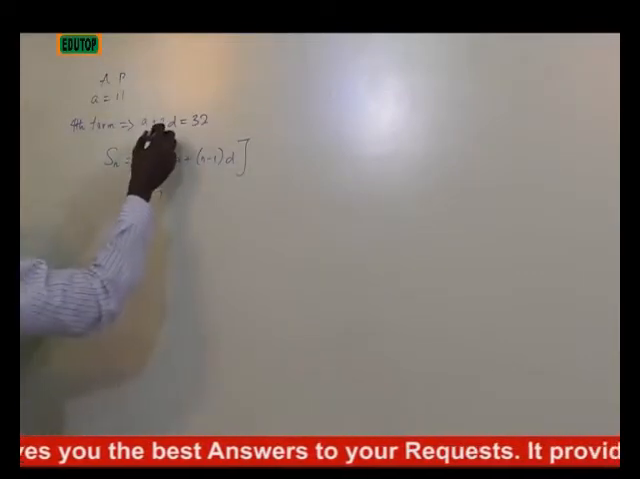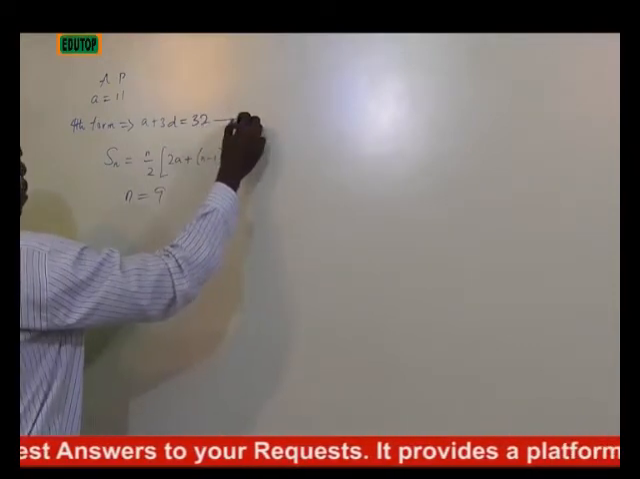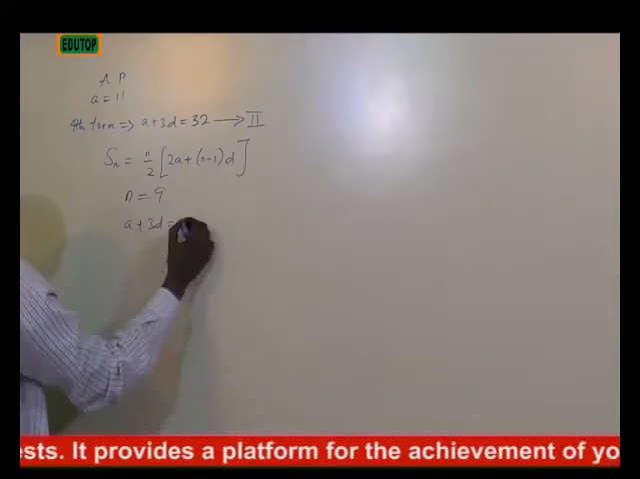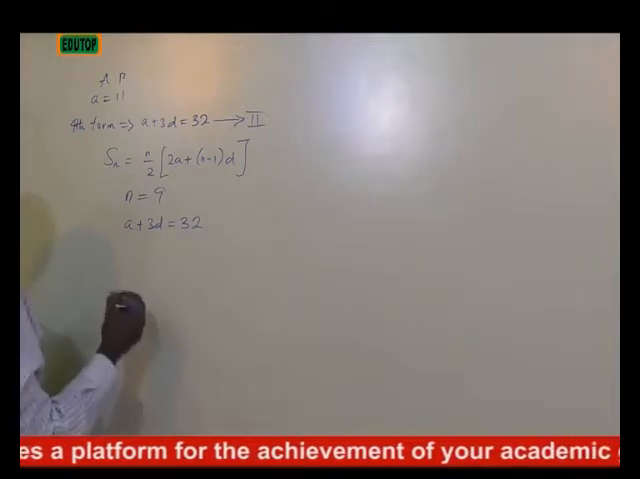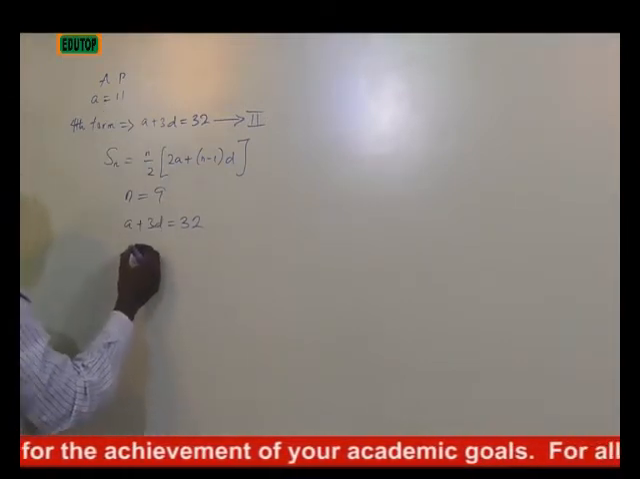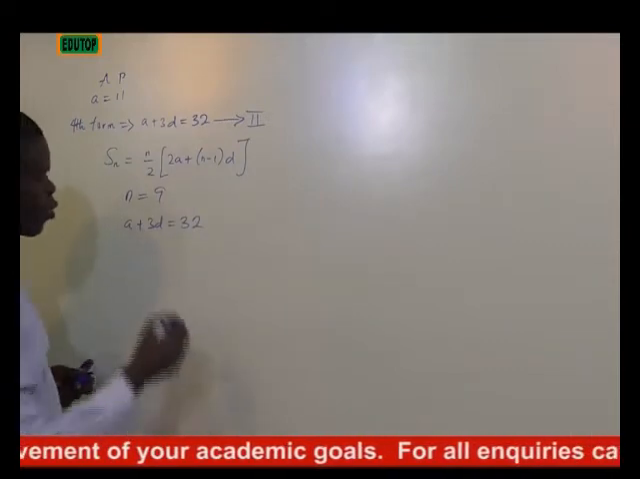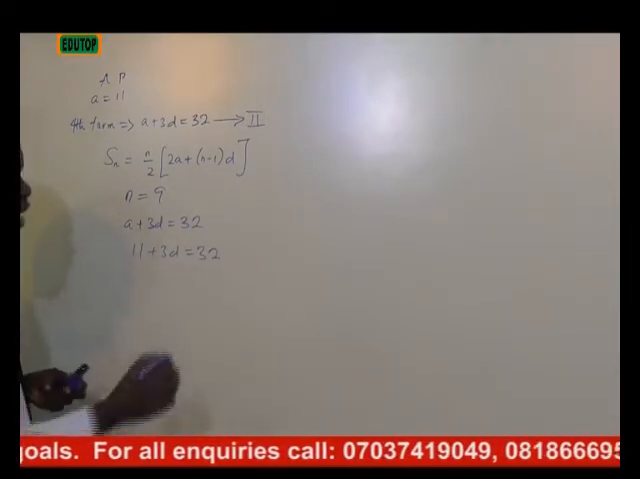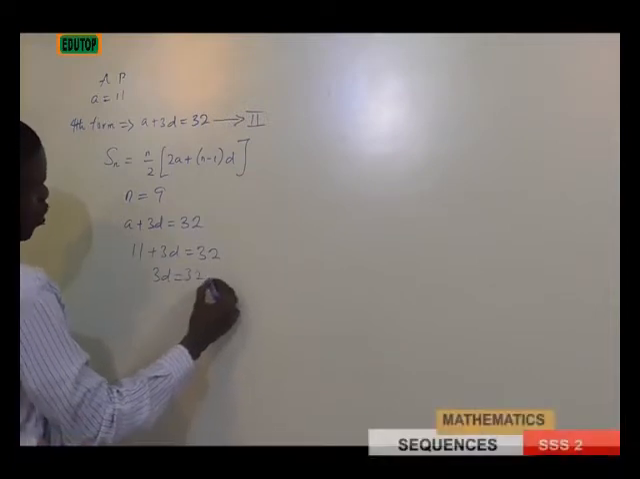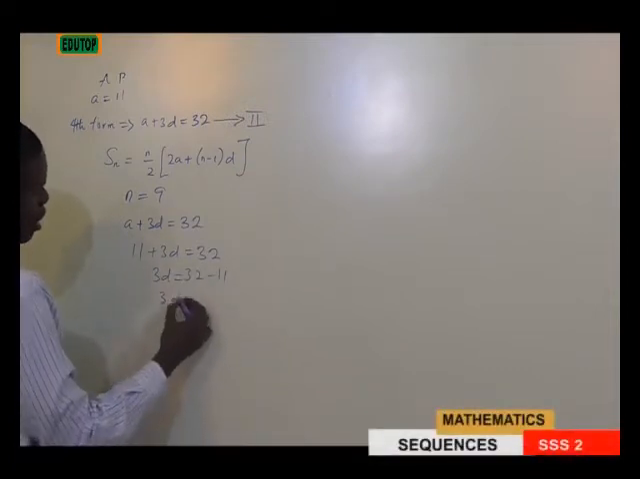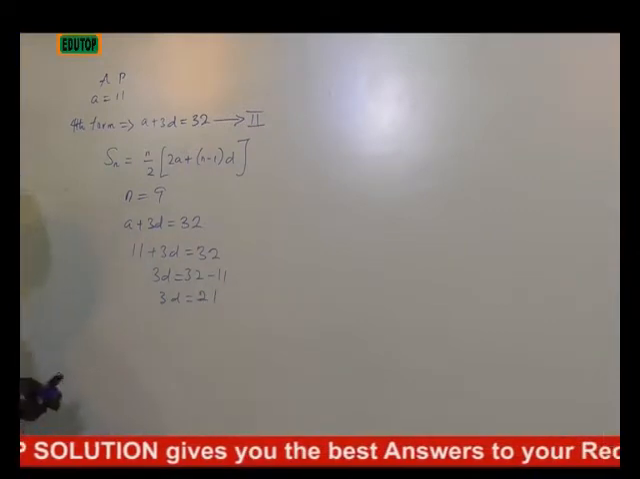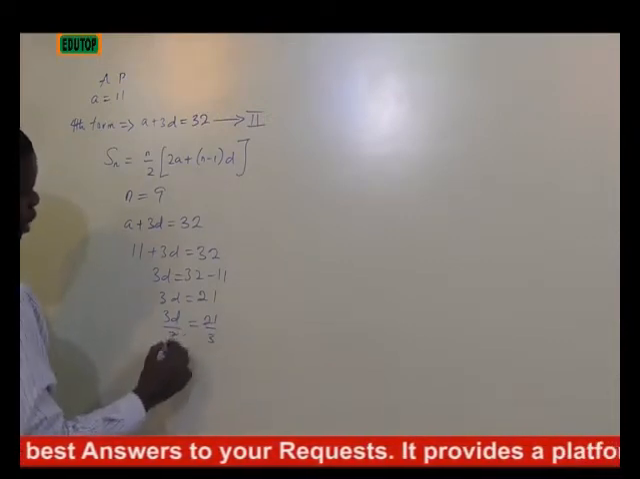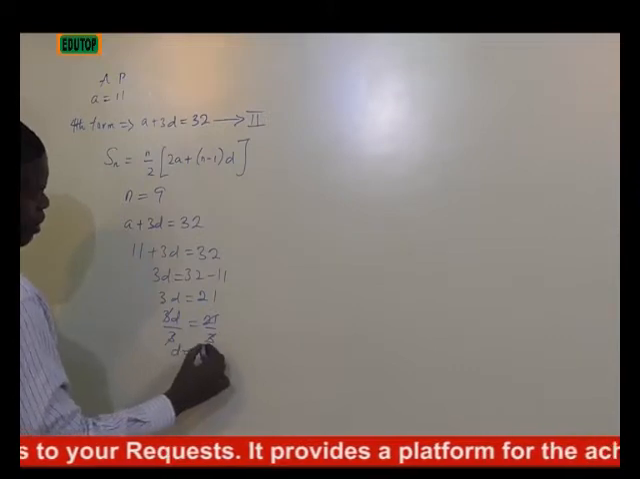Using the information 2, we know that a plus 3d is equal to 32. From here, we know that our a is 11. So anywhere we see a, we replace it with 11. So 11 plus 3d gives 32. By collecting like terms, then we have 3d equals 32 minus 11. So 3d then gives 21. By dividing both sides by 3 to calculate our d, here our d then becomes 7.